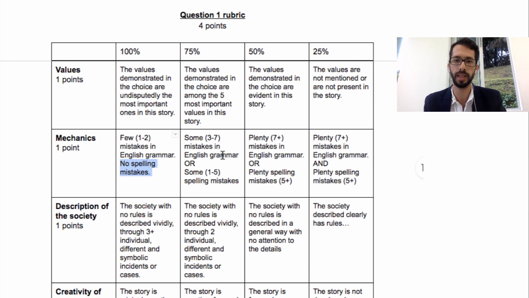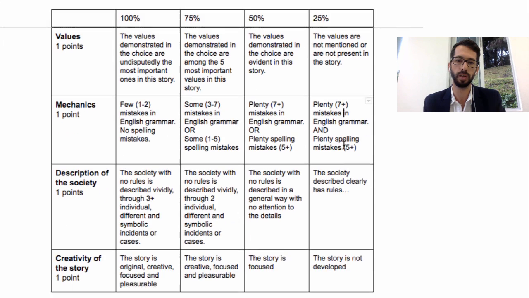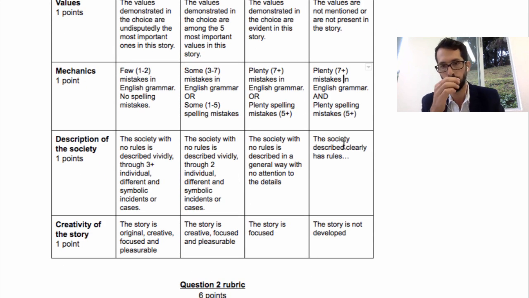Some mistakes in grammar, between 3 to 7, gets you here. Mistakes in spelling gets you here. Plenty of spelling mistakes gets you to the 50% zone. Plenty of mistakes in grammar gets you here. Again, not for you, it does exist. Hopefully none of you will get that.